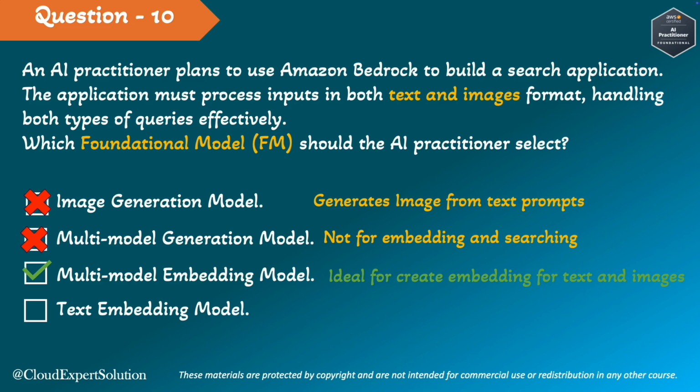Let's tick it and let's check the last option. Option number 4 is talking about the text embedding model. A text embedding model is specialized for processing text input only. It cannot handle image inputs, so it would not meet the requirements of processing both text and image queries. Hence, the text embedding model, or option 4, is an incorrect option.